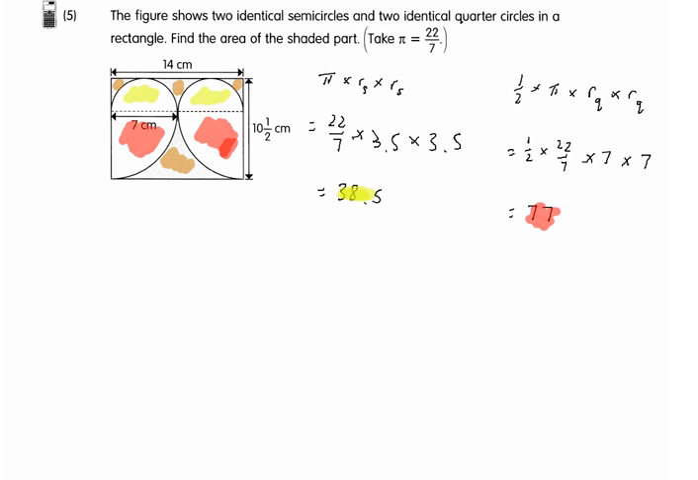It's length multiplied by breadth. Right. So L times B. So Wendy, what's the length? Breadth? 10.5. So what do you get?